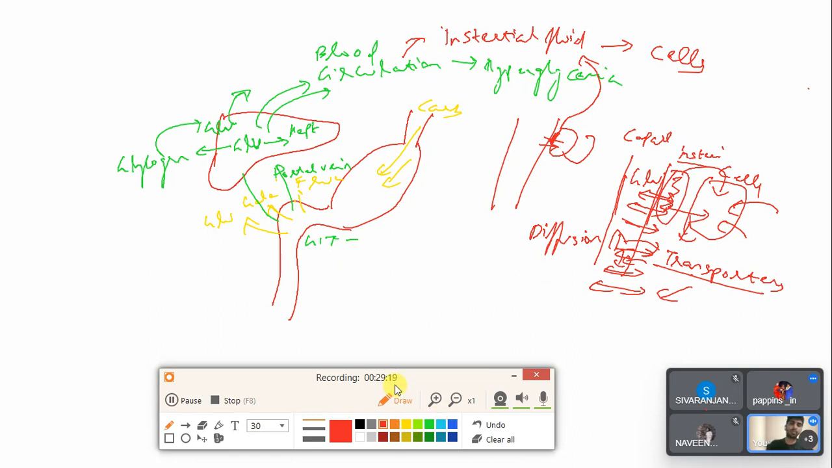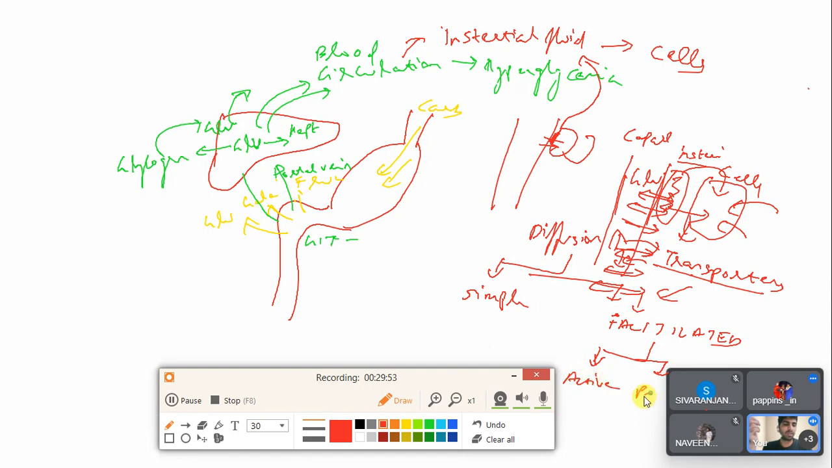Okay, first tell me this. Let me take the basics. Diffusion is of two types, right? What are the two types of diffusion? Okay, that's based on energy. The first division is simple diffusion and facilitated diffusion. That's the first classification. And then facilitated diffusion is classified based on active and passive. So now tell me what is simple diffusion and facilitated diffusion.